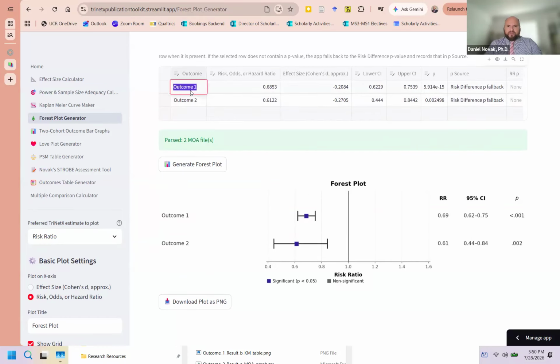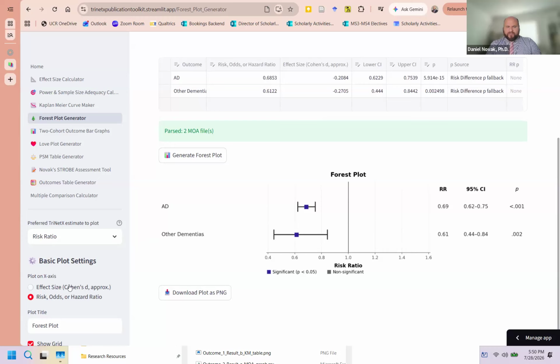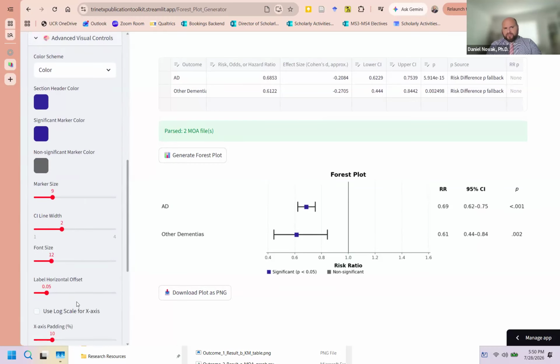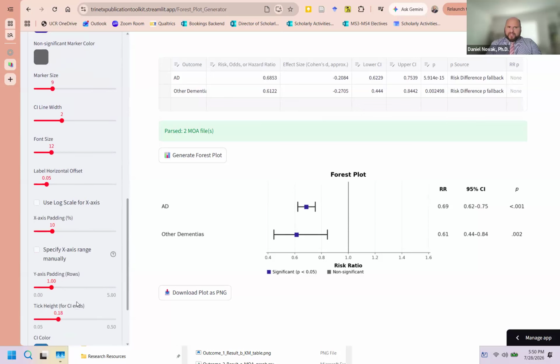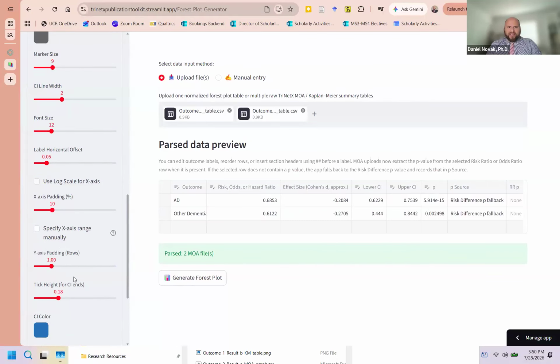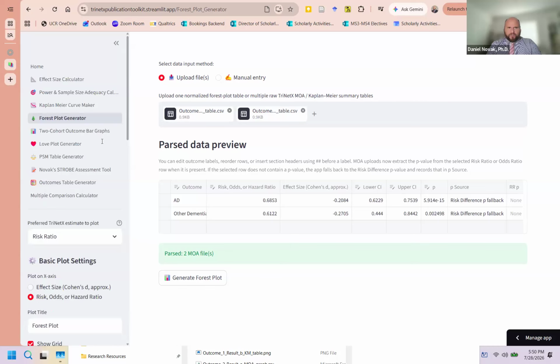You can change the labels, so you might say Alzheimer's disease, and then this one is other dementias, right? And when you change the text here, it automatically changes it in the diagram as well. And there's tons of different visual controls. You can change the color, you can change the marker size, you can specify the x-axis manually if you want, between 1 and 5 or whatever. You can do all sorts of cool stuff that will make your project look really, really sharp.